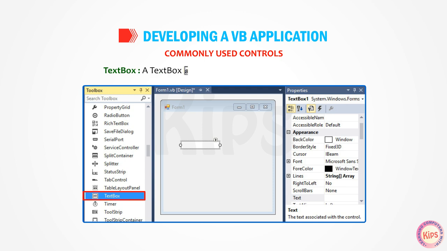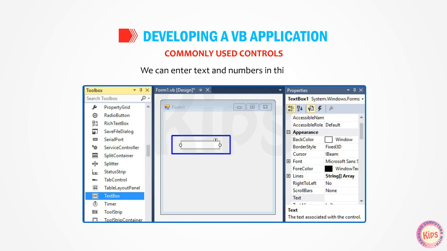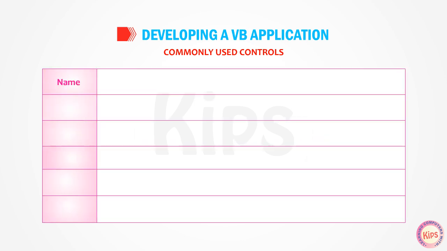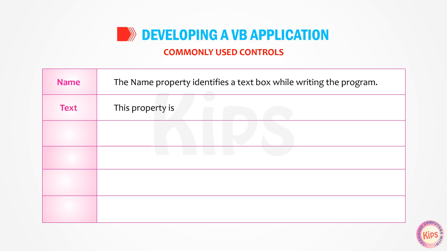Text box. A text box is used to receive input from the user. We can enter text and numbers in this box. The common properties of the text box control are: Name. The name property identifies the text box while writing the program. Text. This property is used to display the text in the text box.